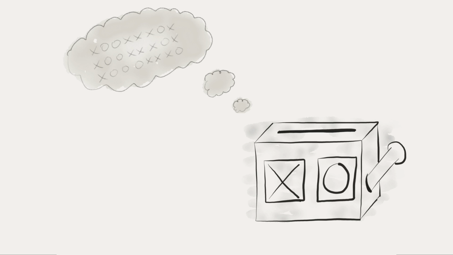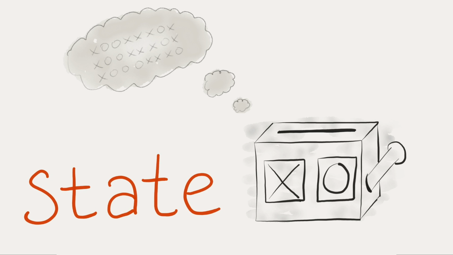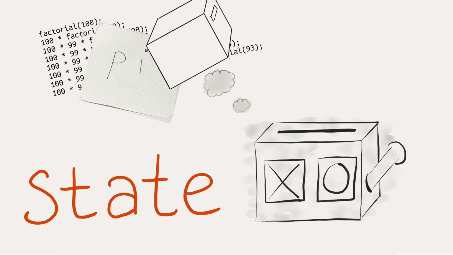All that information about computations is called state. Anything your program remembers at any given moment is state. Computations, constants, functions, and very often state is the cause of many problems in programming.